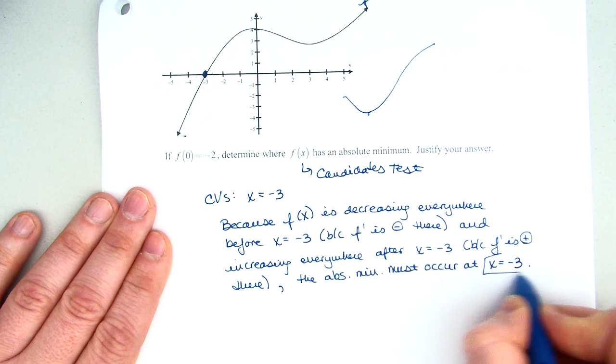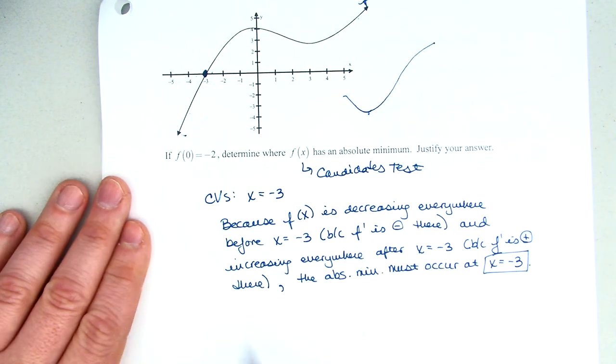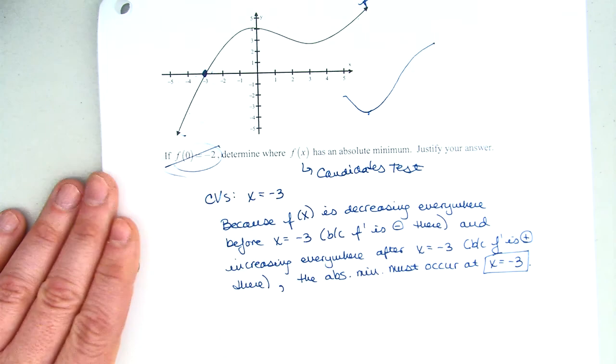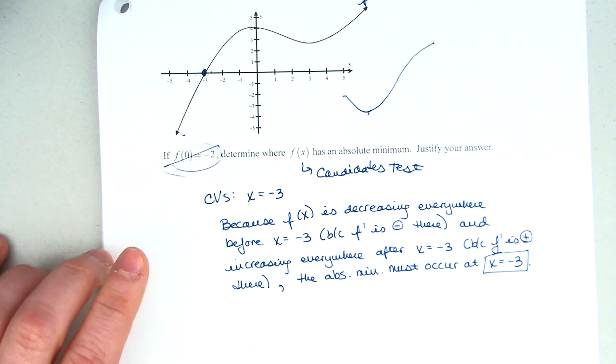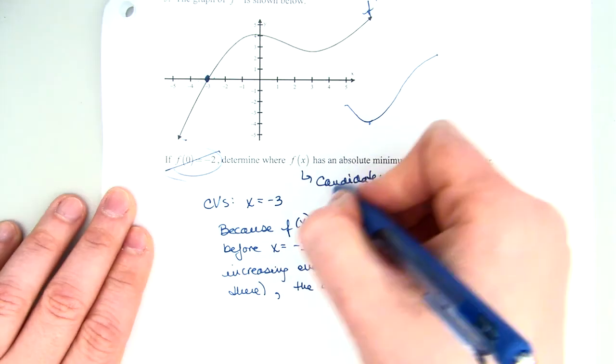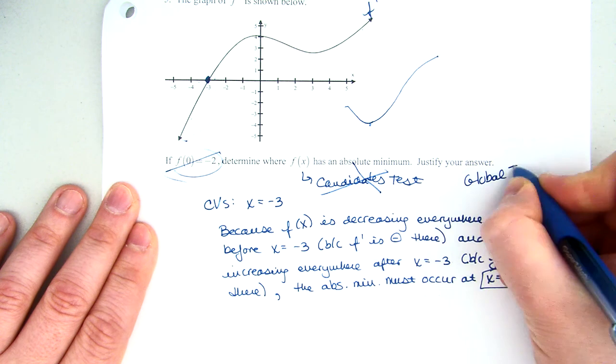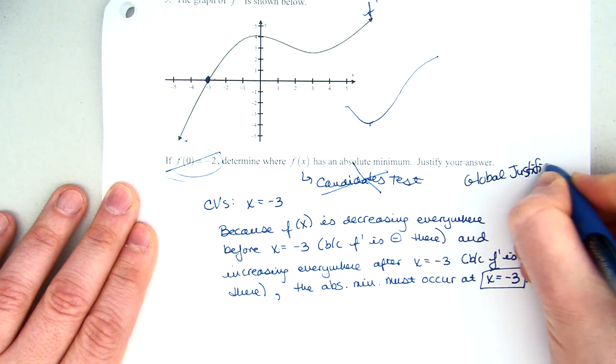And that's all I wanted. I didn't need the value, I just needed where it was happening. Did I do anything with this? Not at all. Didn't affect anything. That was just sort of there to throw you off, maybe to make you think candidate's test, but then realize we can't actually do candidate's test. Instead of candidate's test, I'm using my global justification language.